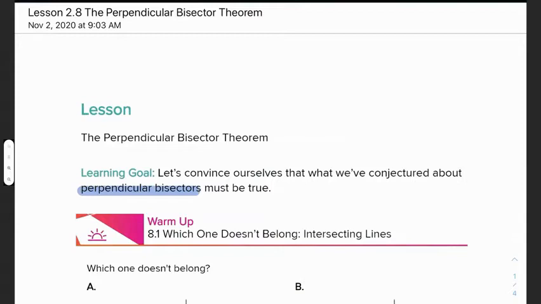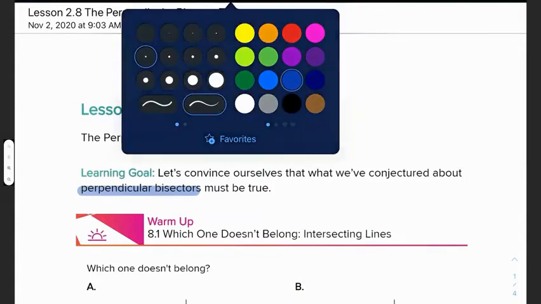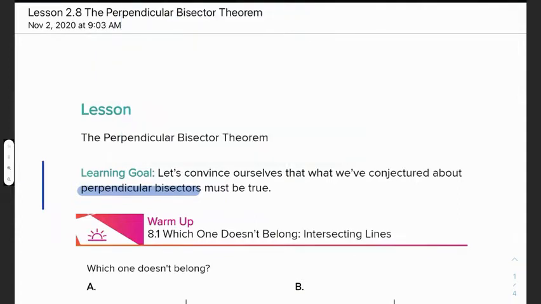What does that involve? Perpendicular means that we have the whole 90-degree situation, and bisector means that a segment is cut perfectly in half, right? Bi means two. So this is a quick example of what should pop up in your mind when you hear the term perpendicular bisector.